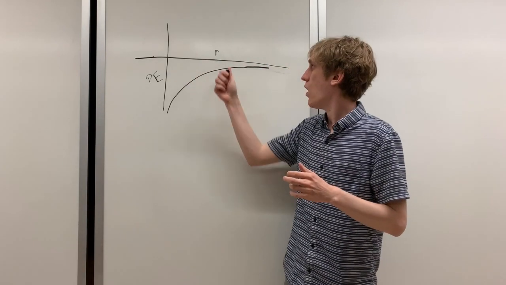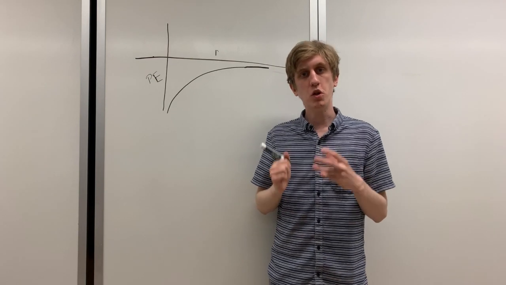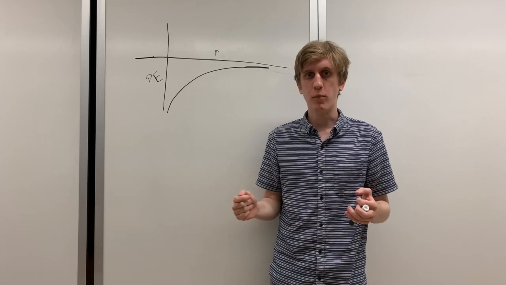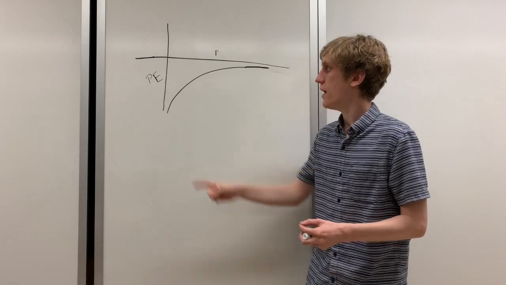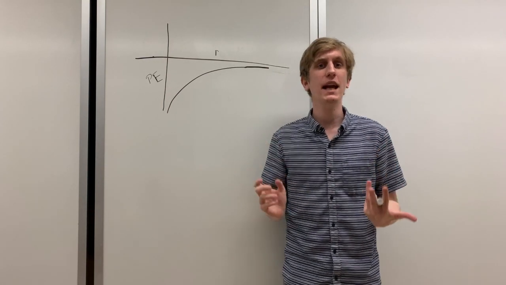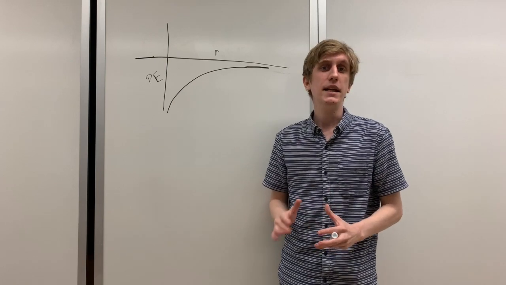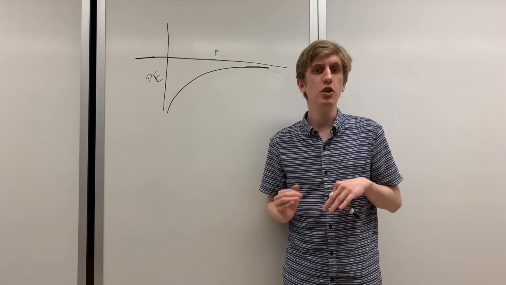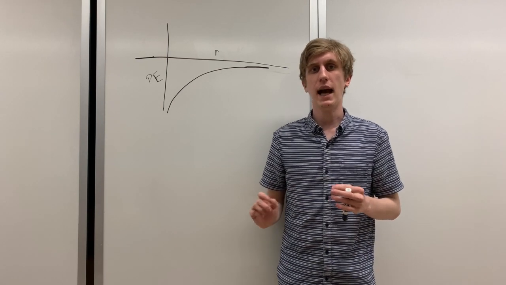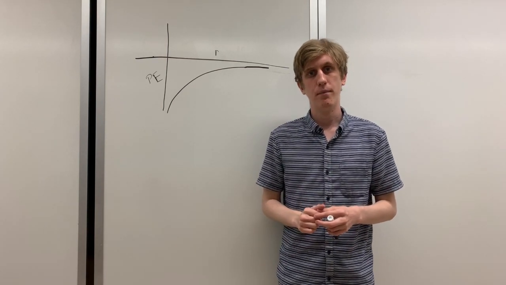In this graph, r is the distance between the objects. For example, the distance between the center of the Earth and the center of the Moon. PE is, of course, the potential energy. In this case, it's gravitational potential energy, but the analysis we're about to do works just as well with any kind of potential energy that we're interested in.